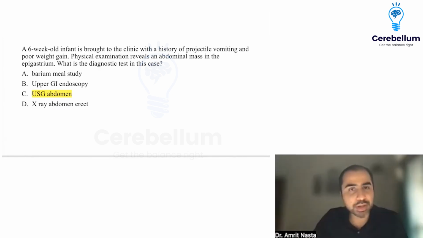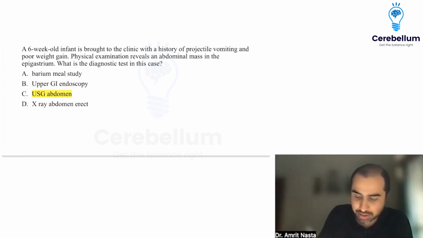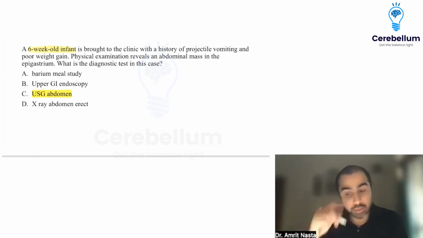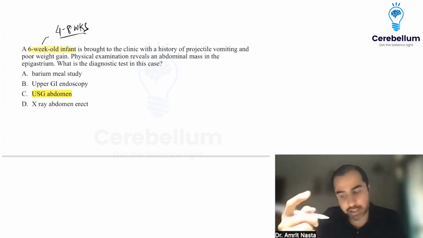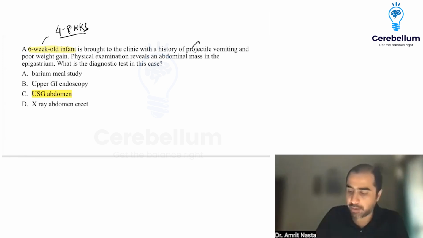Where is non-bilious written in this? I have not written non-bilious. What I want you to say is, sir, because the child is 6 weeks old. A 6-week-old child means anything between 4 to 8 weeks. That is when you will get IHPS. Of course, projectile vomiting I have not given, but it will be non-bilious.